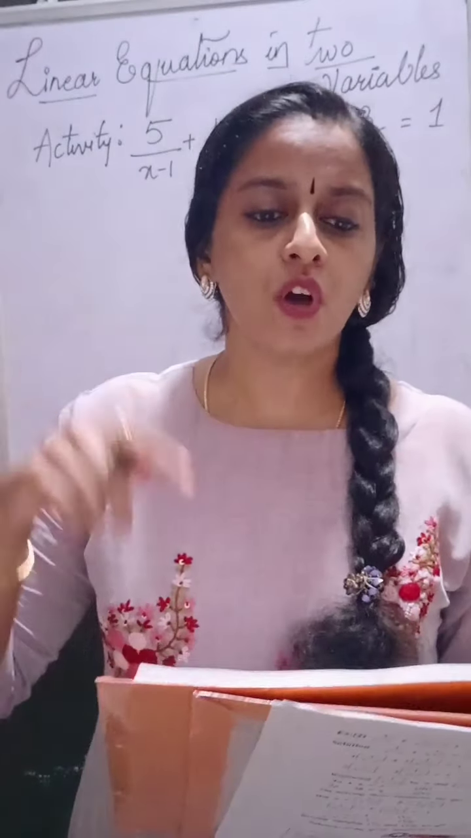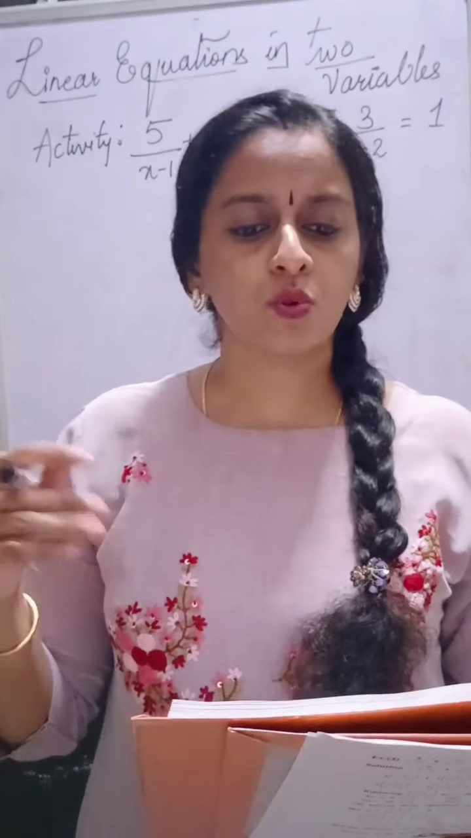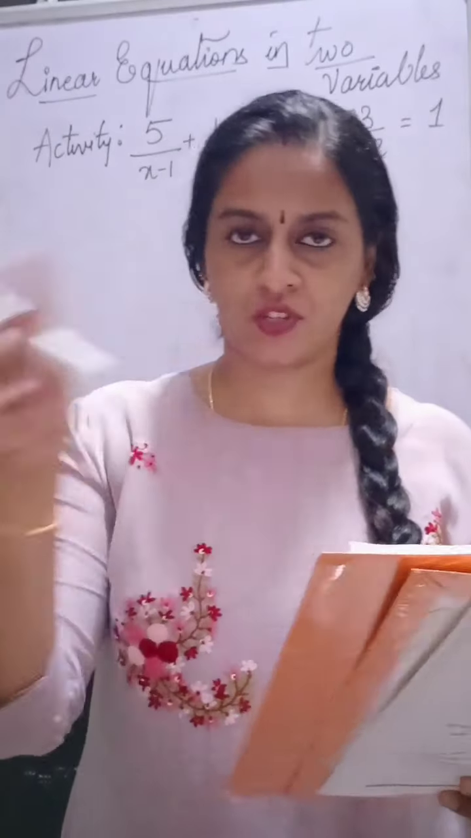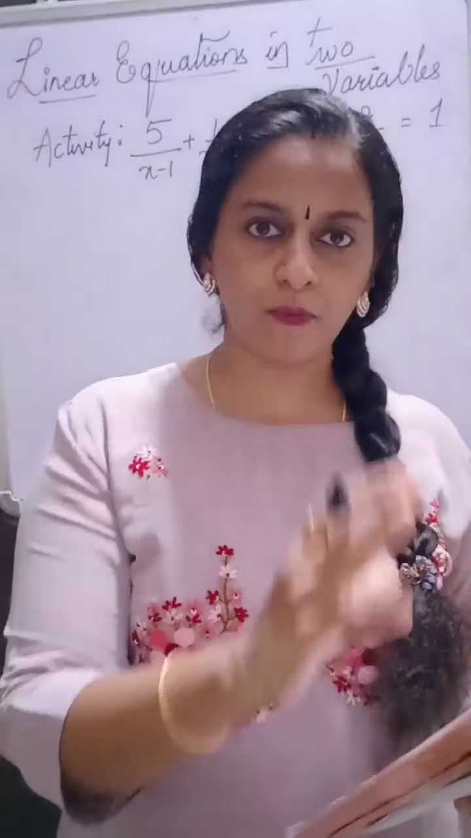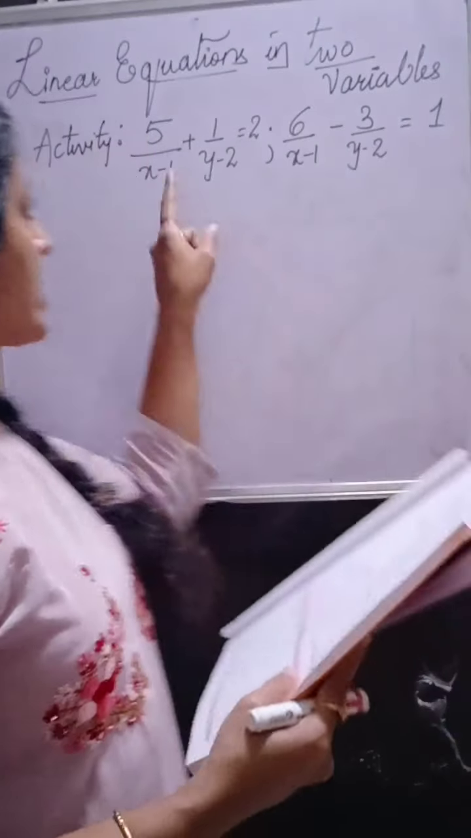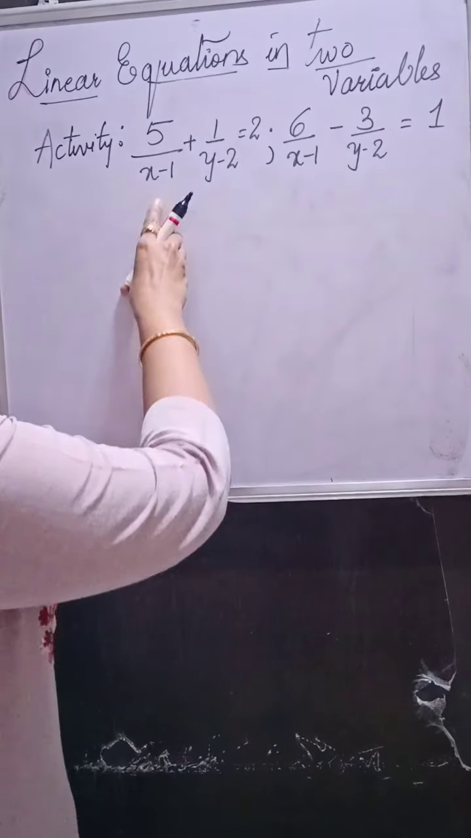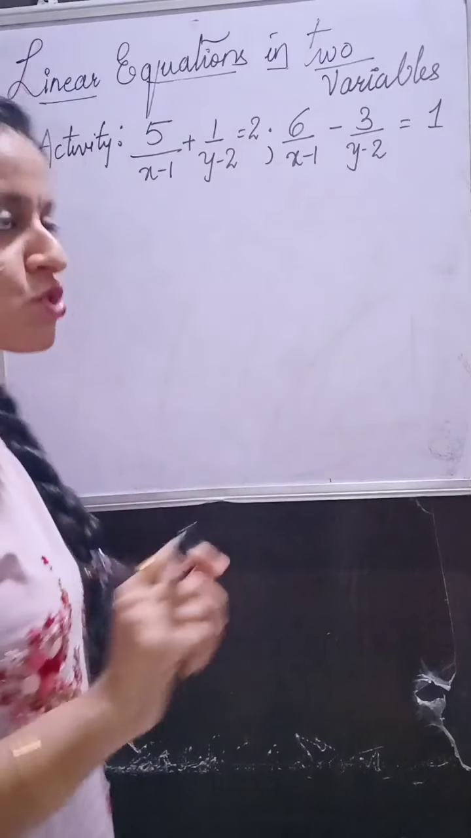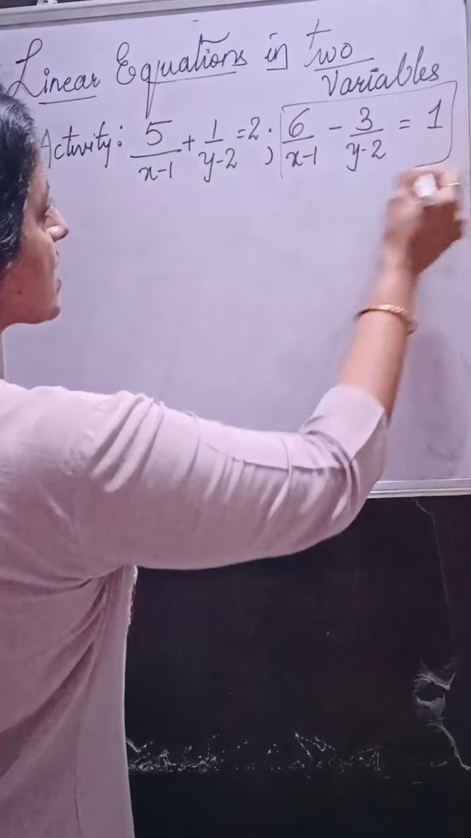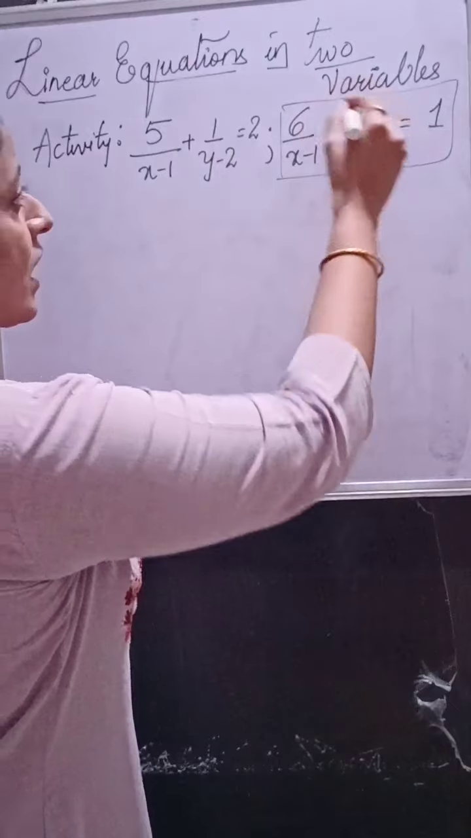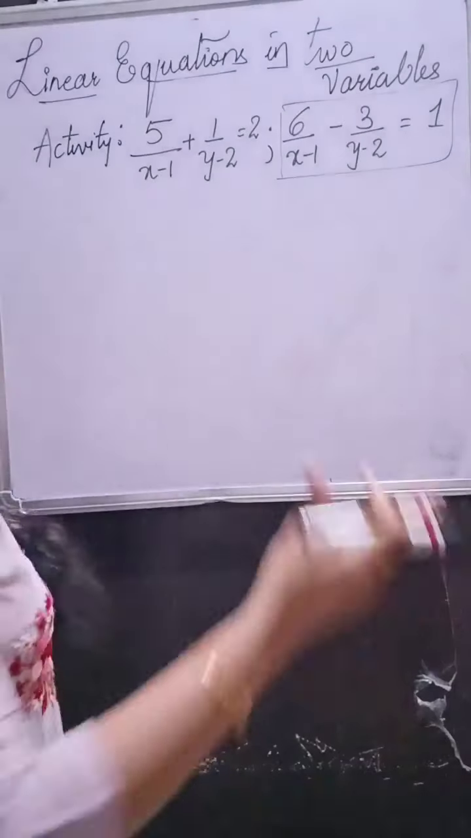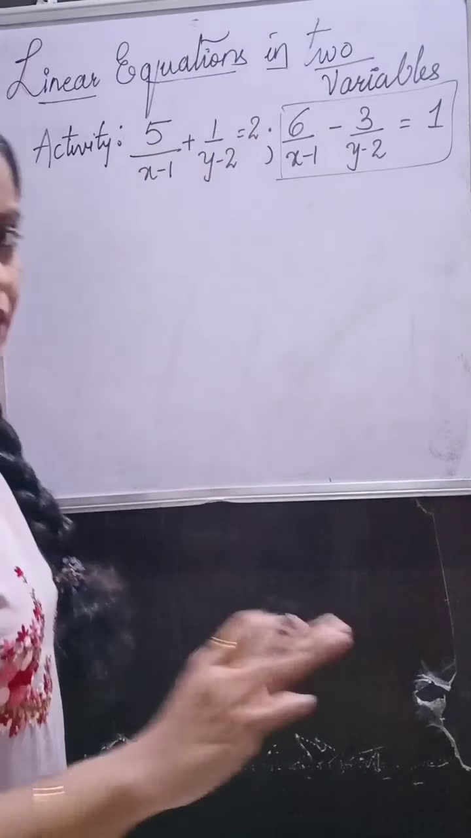The question is, to solve the given equations, fill in the boxes suitably. What we will do is solve it, and wherever they have put a box, we will copy that same format down again and write the answer. Now they have given us the clue. See the question: 5 upon x minus 1 plus 1 upon y minus 2 is equal to 2 is the first equation. The second equation is 6 upon x minus 1 minus 3 upon y minus 2 is equal to 1. As you can see, these are not linear equations. So we will convert them into linear type.